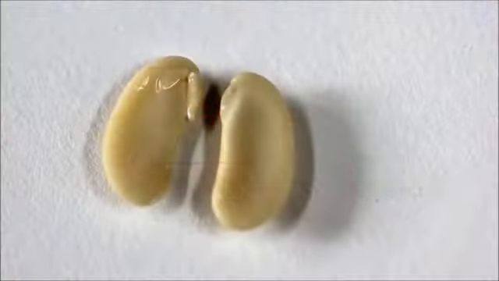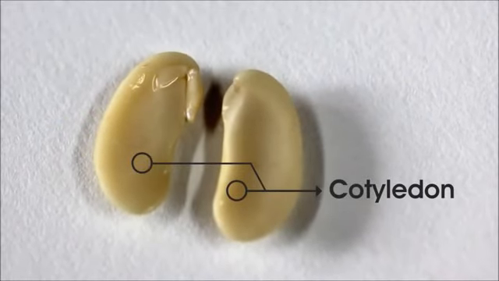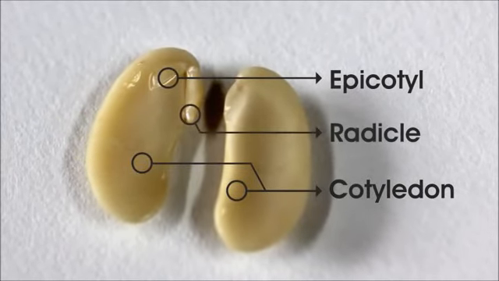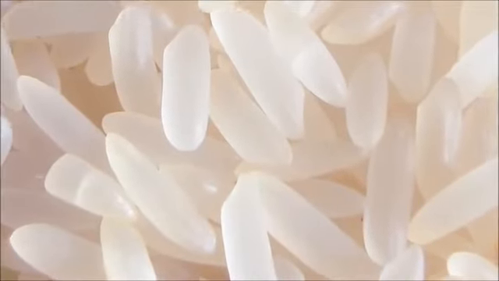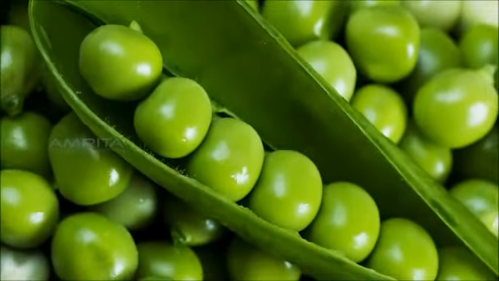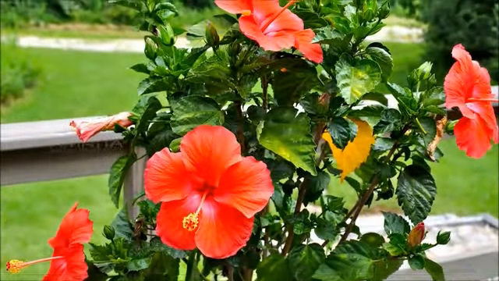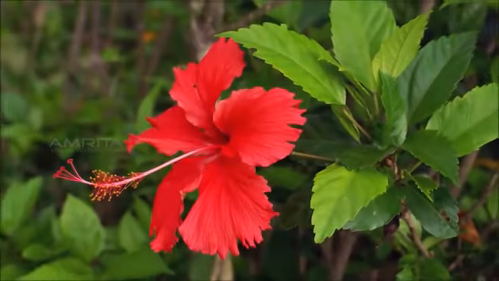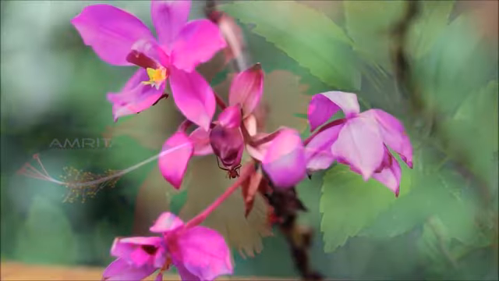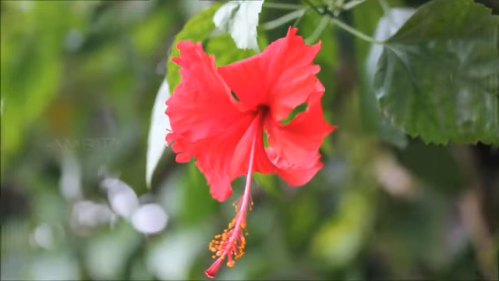A cotyledon is a central portion of a seed embryo to which the epicotyl and radicle are attached. Plants that are monocots have one cotyledon and dicots have two cotyledons. To gain a better understanding of the various features of monocots and dicots, we will now study two plants, one a monocot and the other a dicot.